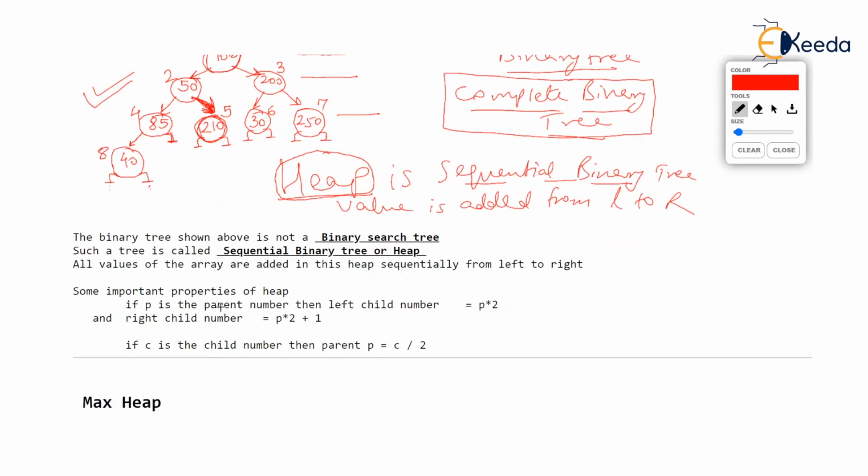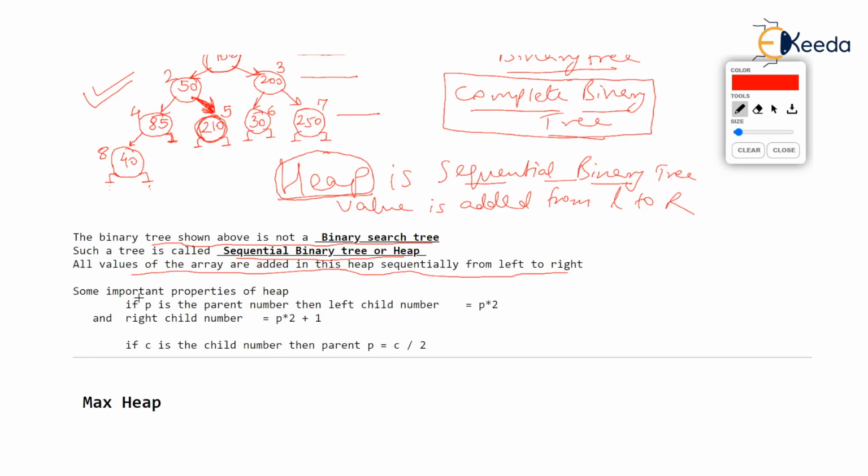Binary tree shown above is not a binary search tree because we have not stored using usual ordering less than, greater than. Such a tree is called sequential binary tree, and that itself is called heap. Well, all values of the array are added in this heap sequentially from left to right. So that's why it is known as sequential binary tree.